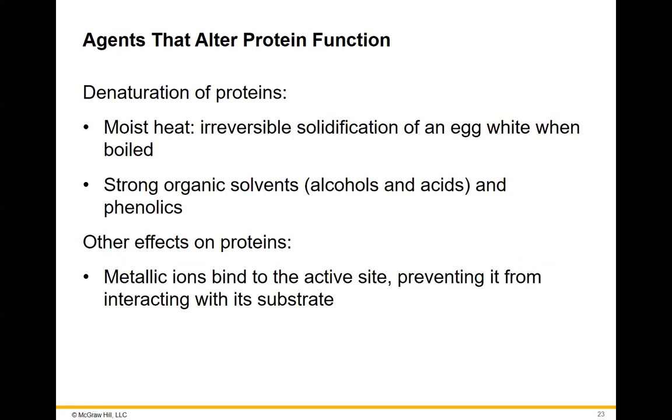So how do we denature? Moist heat is pretty common. You guys ever cooked an egg? Then you can't go back from that, right? If I took your whole body and roasted it over a spit and let you cook down, there's no coming back from that, right? So it's pretty irreversible. And then we have our organic solvents. Alcohols can do this. Acids can do this. And then we have the phenolics. So phenol, which we'll talk about later, but yeah. And then other effects on proteins, metal ions can bind in the active sites.